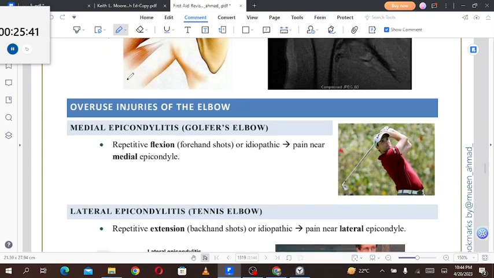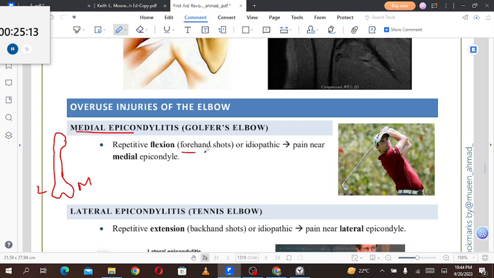Overuse injuries of the elbow. Medial epicondylitis. Suppose this is the humerus, this is the head of the humerus, then we have the humerus going down, and the distal end of the humerus looks something like this. On the medial side we have the medial epicondyle, on the lateral side we have the lateral epicondyle. On the medial side we have the flexor attachment, and on the lateral side we have a common tendinous attachment of the extensor. Now we are talking about medial epicondylitis, or golfer's elbow.